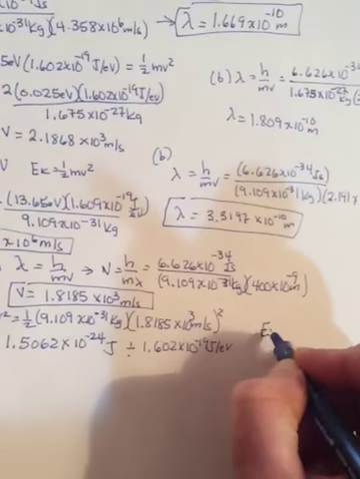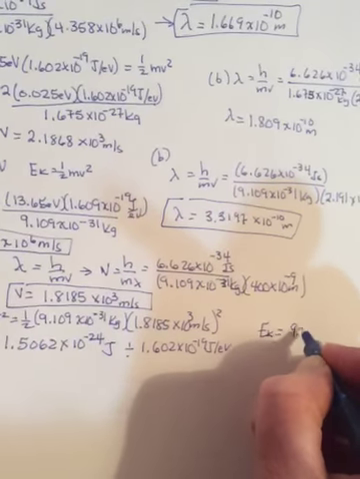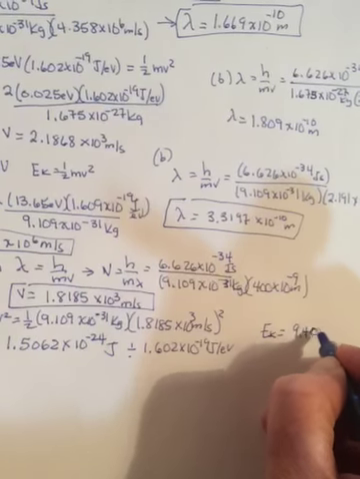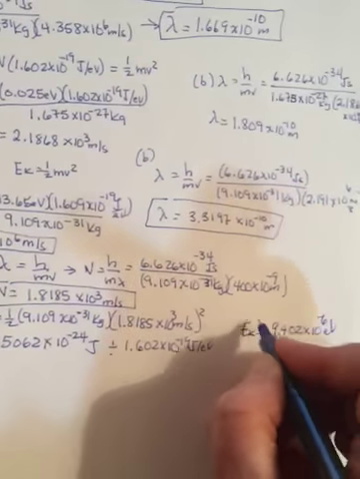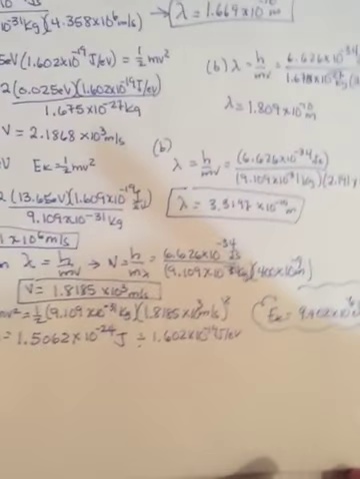And when you do, you get an EK of 9.402 to the negative 6 electron volts. So really, not a lot of energy. When it's even times 10 to the negative 6 in electron volts, you know it's small.